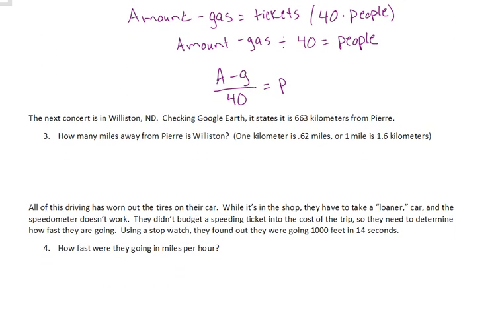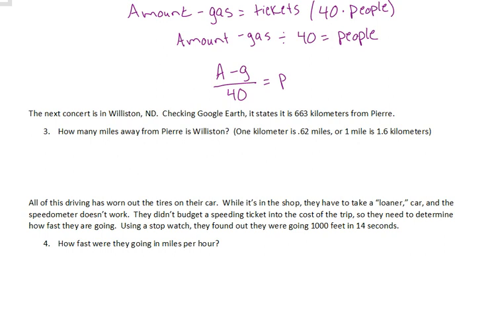So looking at this next problem, it says that the next concert is in Williston, North Dakota. Checking Google Earth, it states that it's 663 kilometers from Pierre. Well, they want to figure out how many miles that is. So a couple ways to do this. When we look at dimensional analysis, this is another section where kids do really well without having to set up an equation sometimes. Sometimes they understand what to do with these numbers. Other times they struggle. So I'm going to show you how to actually set up the whole dimensional part.